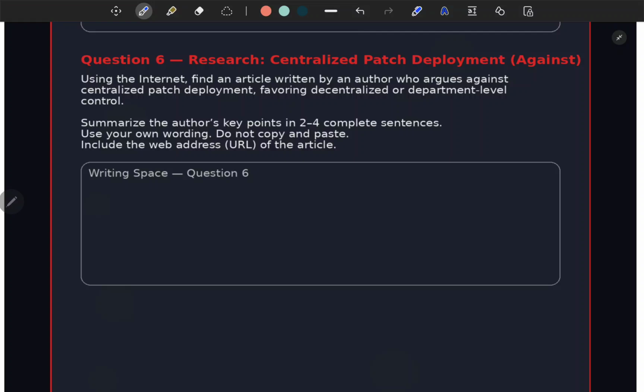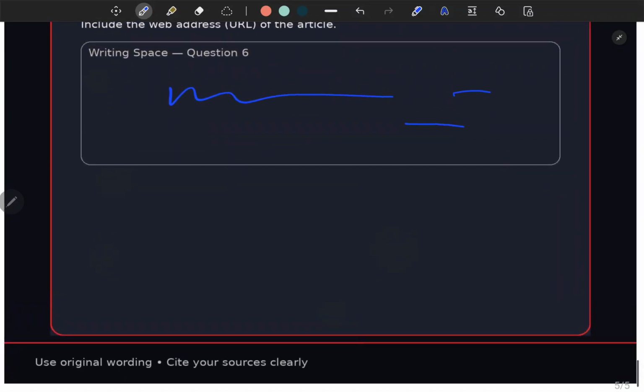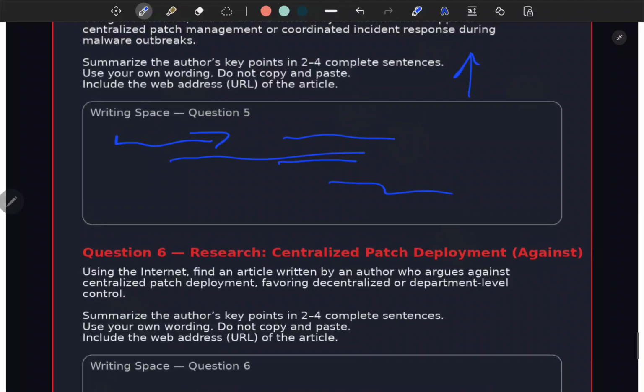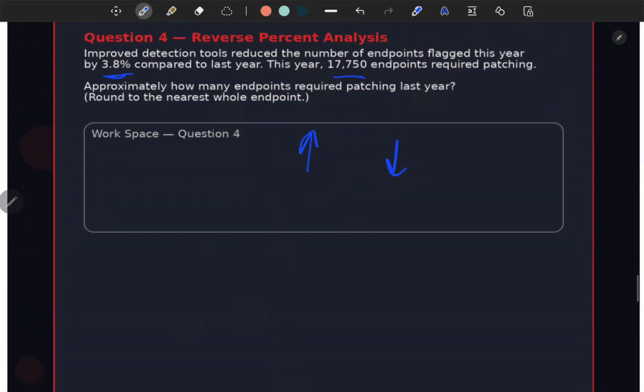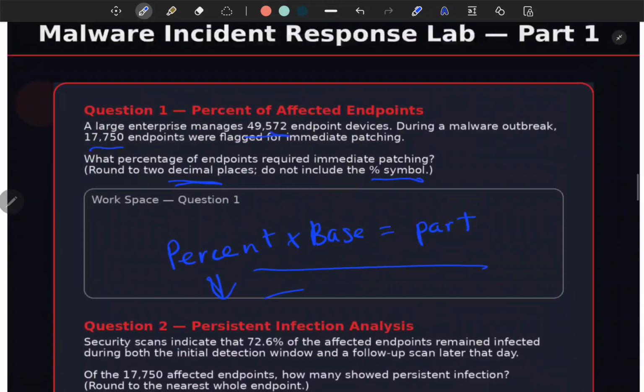It may work fine for a company because that's how they operate, but this is the research that I want you to pretty much do. Get some articles on companies that support centralized patch management, some that do not, and then get the pros and the cons and get to jotting down some information in here. And that's pretty much the lab. And then you submit this, you email it to me. I will correct everything, send it back to you, and you'll get credit for the lab.